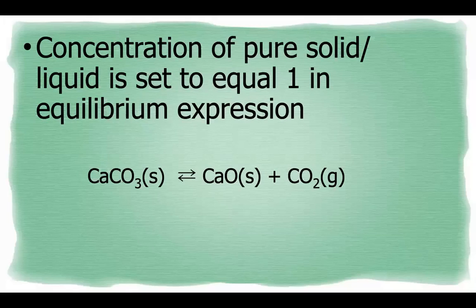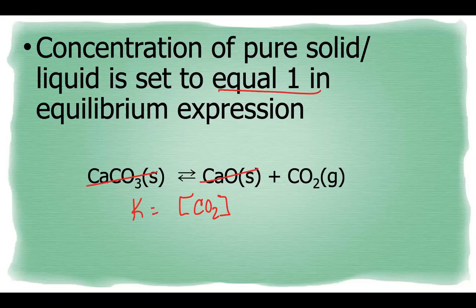So for example, for this one, if I was writing the equilibrium expression, I would write K is equal to the concentration of CO2 only. You would not include calcium oxide, you would not include calcium carbonate because they are solids. They're set equal to 1 because they don't change, so you just ignore them. Again, it's the products over the reactants raised to the power of their coefficients. Because the reactant is solid, we ignore that.